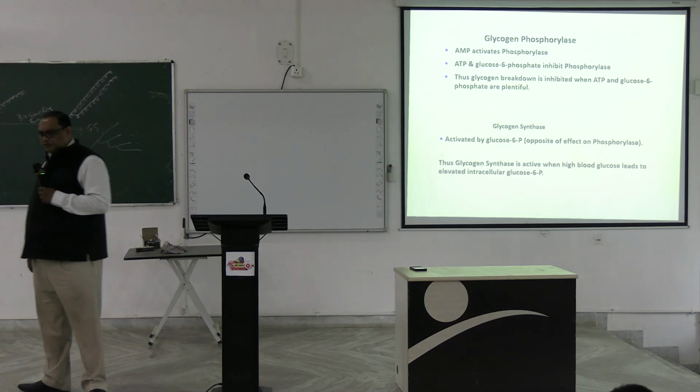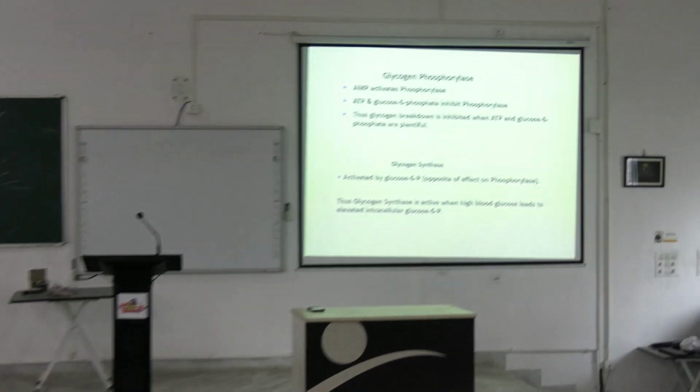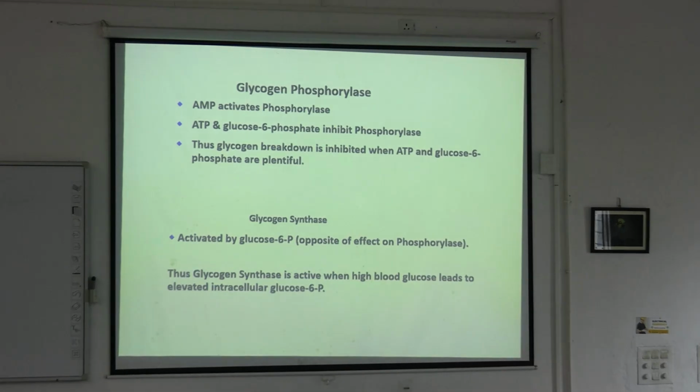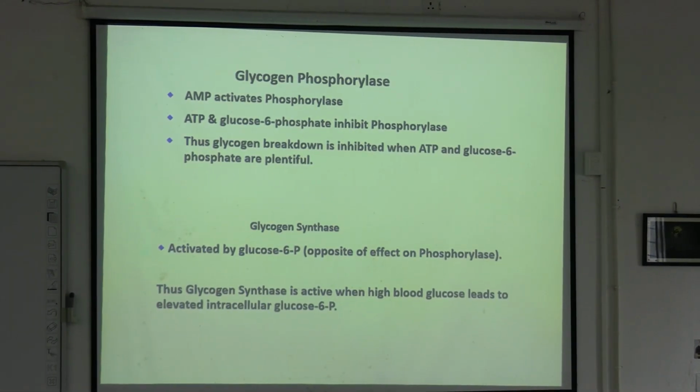Okay? ATP is plentiful, glucose 6-phosphate is plentiful when we have taken a lot of food and are not working at all. We are just taking rest. That time it will inhibit glycogen breakdown, and the opposite thing will happen with glycogen synthesis. It will be activated, just the opposite action.